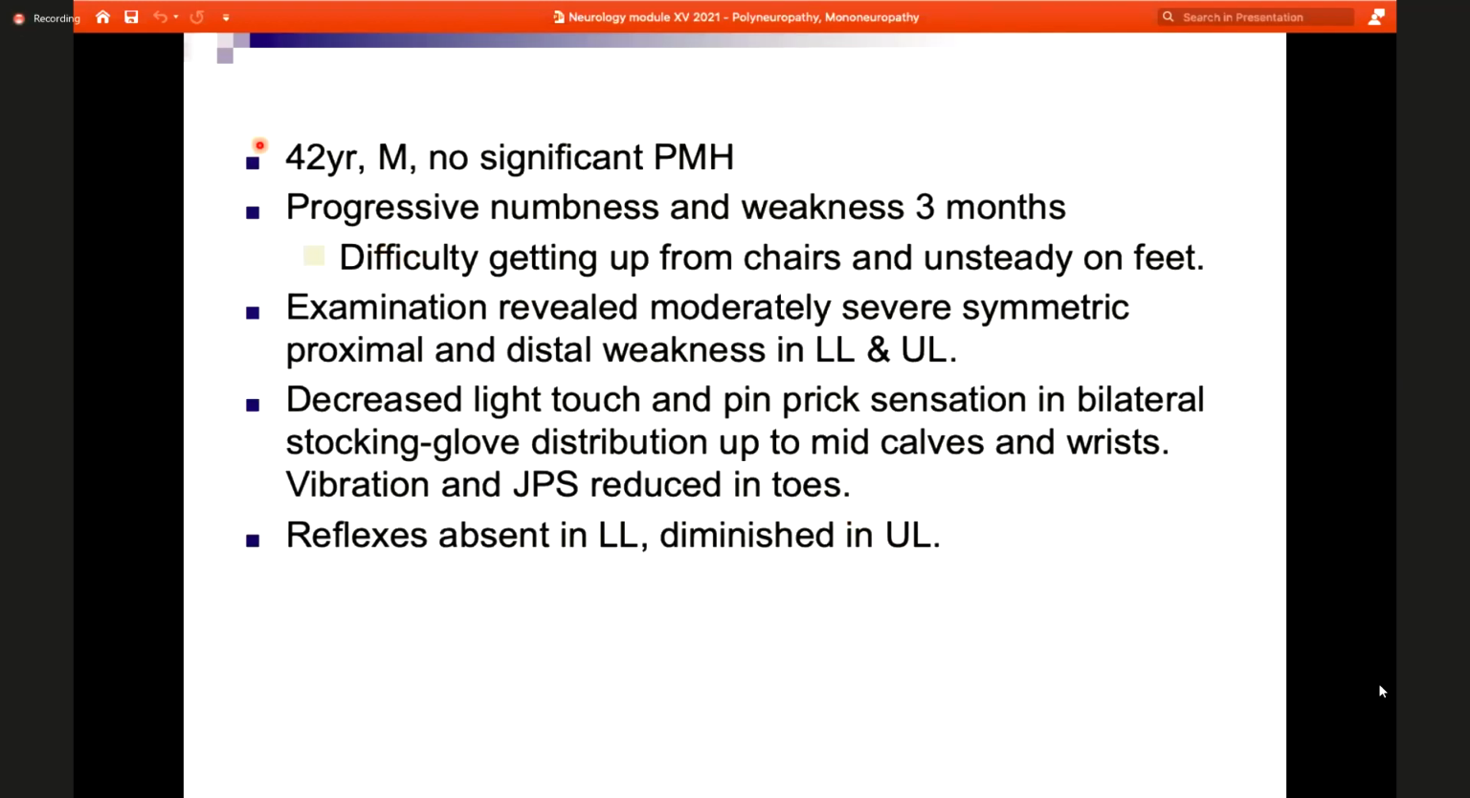So here we will discuss another case: a 42-year-old male, no significant past medical history, with progressive numbness and weakness for 3 months, difficulty getting up from chairs, and unsteady on his feet. Examination revealed moderate symmetric proximal and distal weakness in the upper limbs and lower limbs.